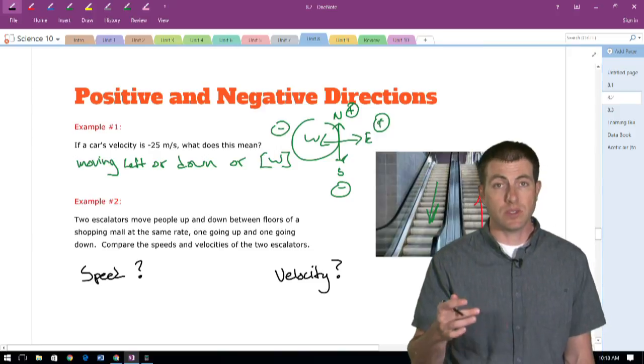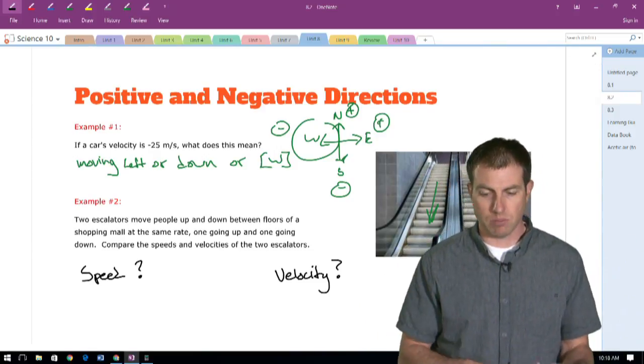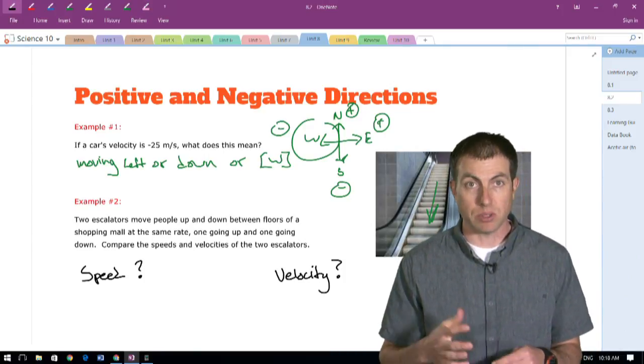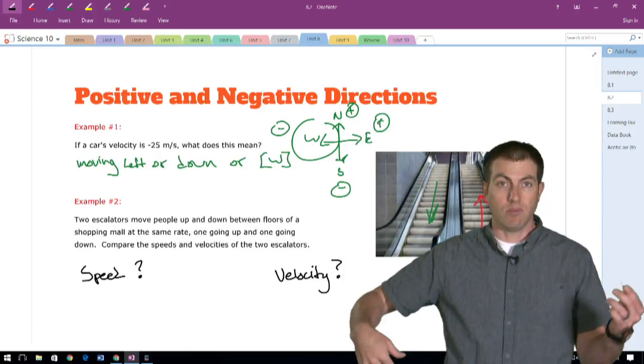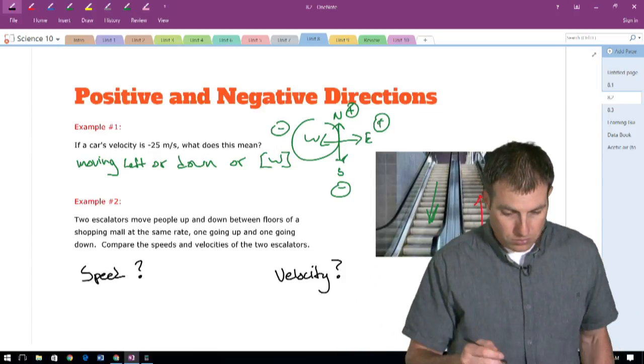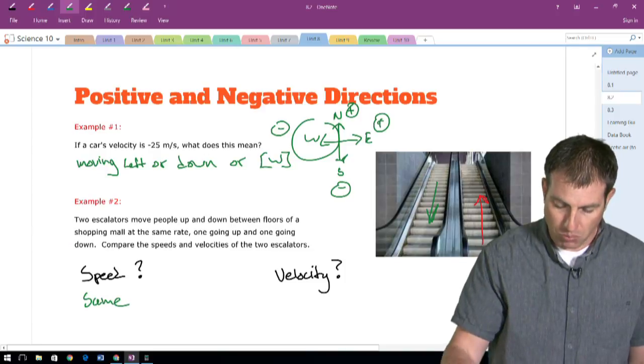So the speeds are the same. One's going up and one's going down. So let's say the speed of the escalator was 5 meters per second. You're going up at 5 meters per second, you can come down at 5 meters per second. They're the same. So in this question, the speeds are the same. What about the velocity?